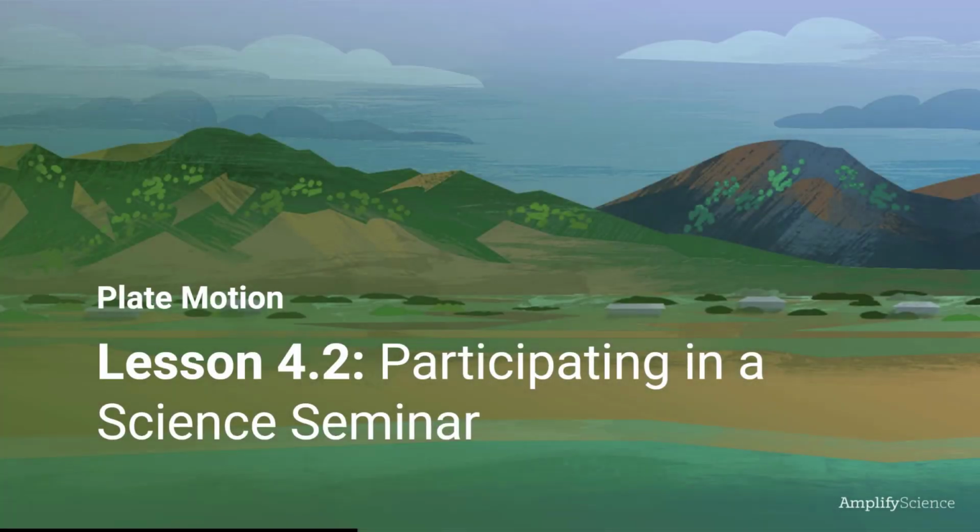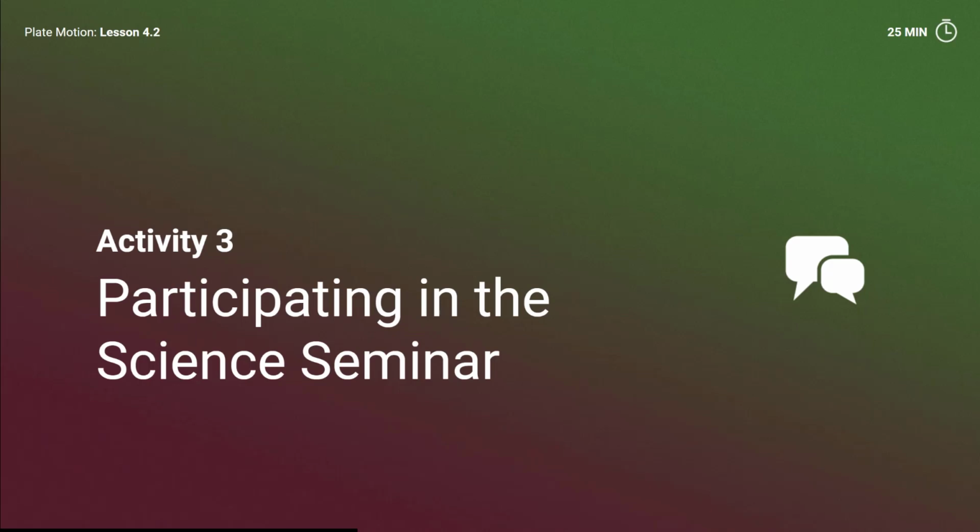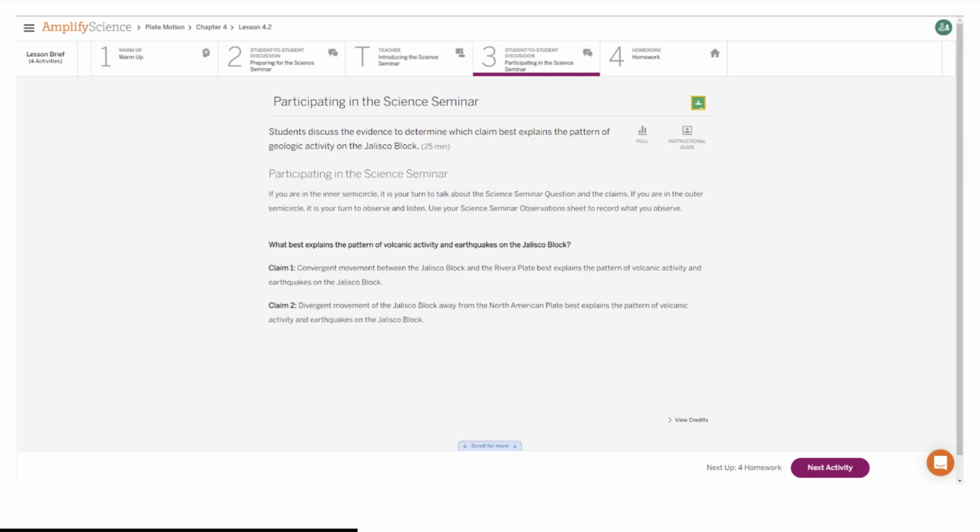Plate Motion Unit, Lesson 4.2, Participating in a Science Seminar. Activity 3, Participating in the Science Seminar. Here's what your student screen looks like for this part of the lesson.